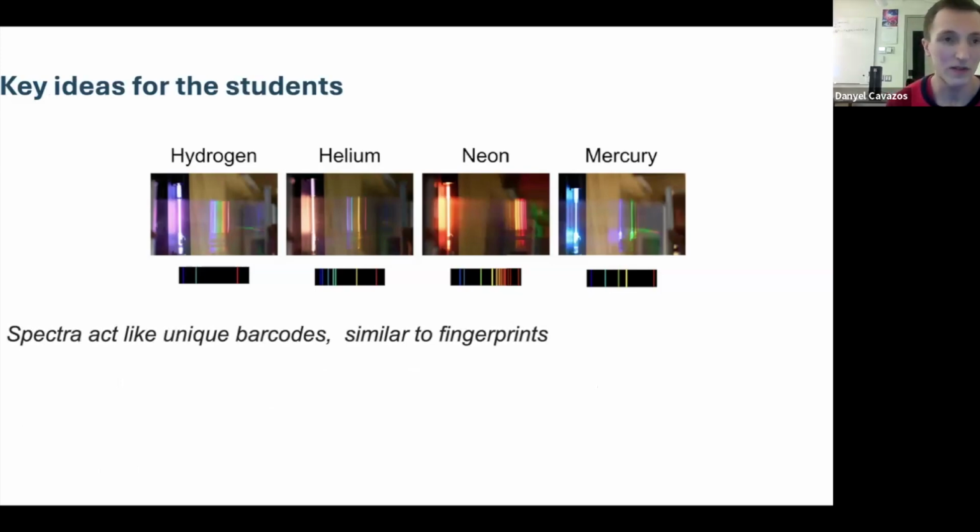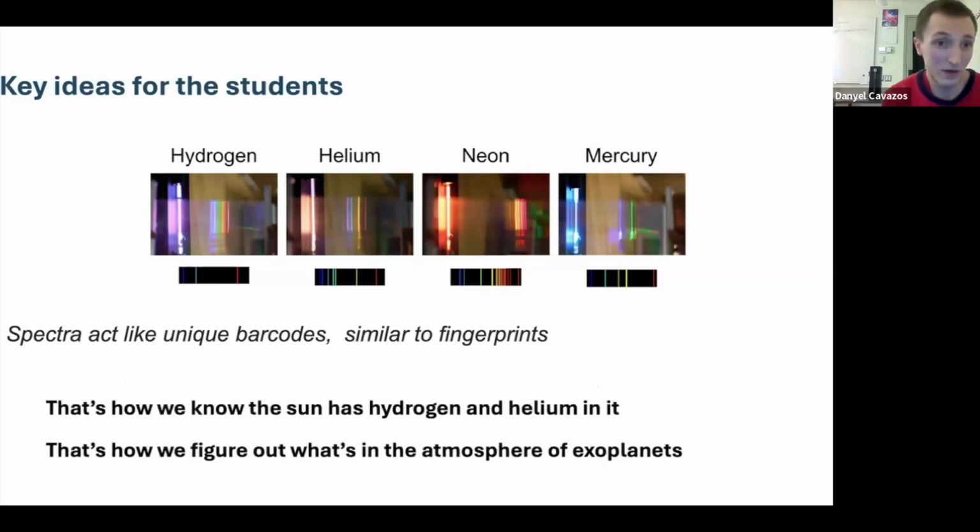So for example, this is how we know that the sun is made of hydrogen and helium. It's too far and too hot to go and take a sample, but you can analyze the light, and that's how people figure that out. And that's also how we now know, for example, what is inside the atmosphere of some exoplanets. So that gets kids really excited.